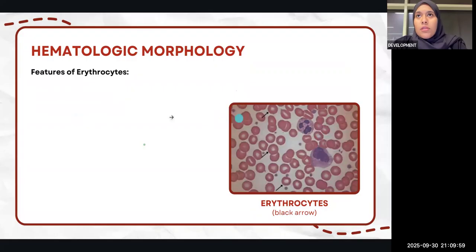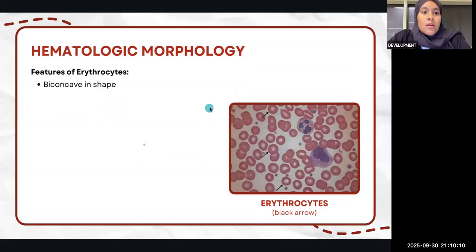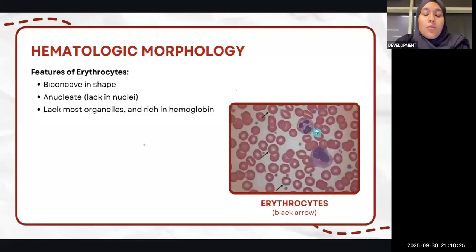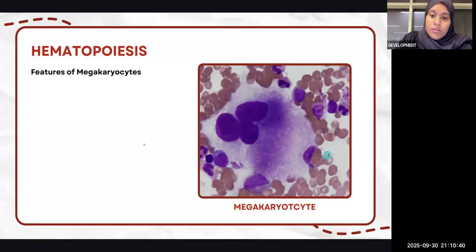Now that we talked about the precursor, let's talk about the actual cell, which is erythrocytes. Erythrocytes are these red cells that you see over here. They're biconcave in shape, which means they have a depression in the middle, and they're anucleate. They don't have a nucleus, and they lack most organelles. They're rich in hemoglobin, and that's all you have to know. Hemoglobin is what gives it its red color. Next, we have megakaryocytes.